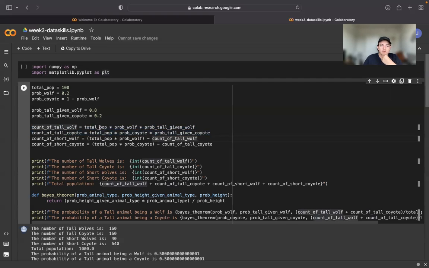And with these 2 counts, we can go ahead and do the opposite side of it, where we're doing the count of the short wolf, where we have total population times probability of wolf minus whatever we calculated before, count of tall wolf. Similarly, for short coyote, do the same thing.